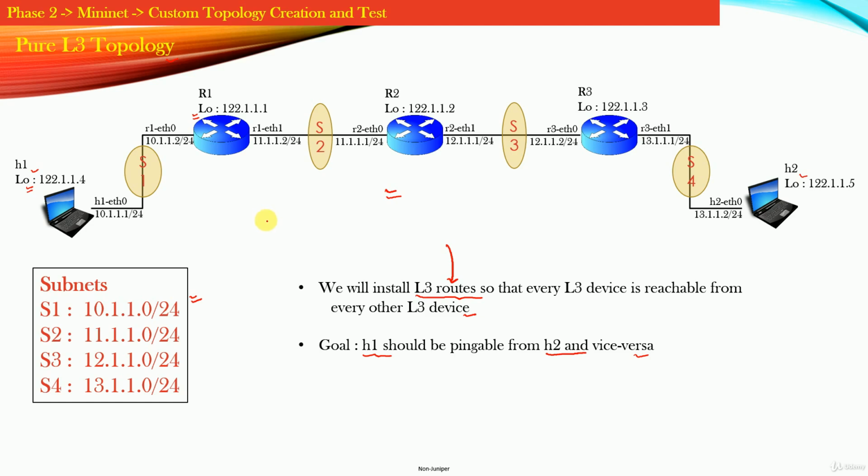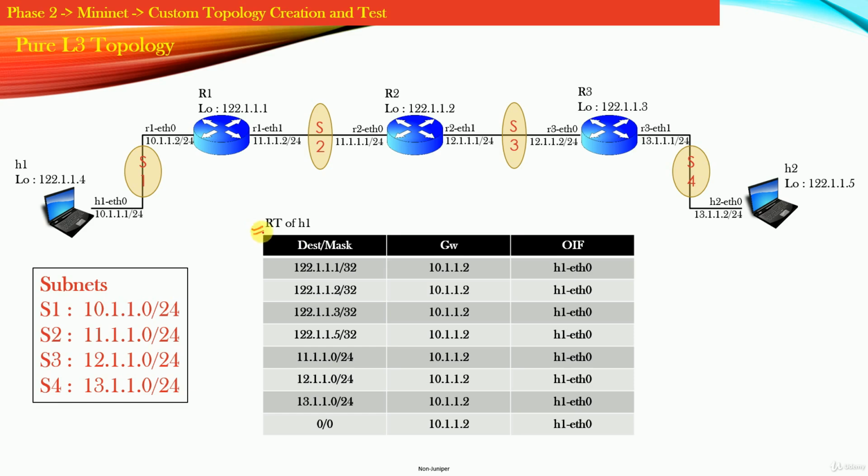Now I will ask you one question. What are the layer 3 routes that you need to install in the host machine H1 so that H1 can ping any remote device that is present in this topology? If I show you the routing table of the host machine H1, it would look something like this. You can see that the routing table of H1 would have 8 entries, and each entry is actually a route to reach a remote subnet.